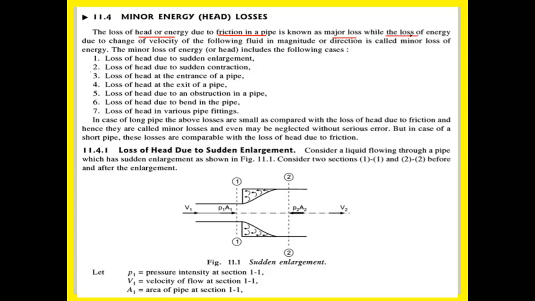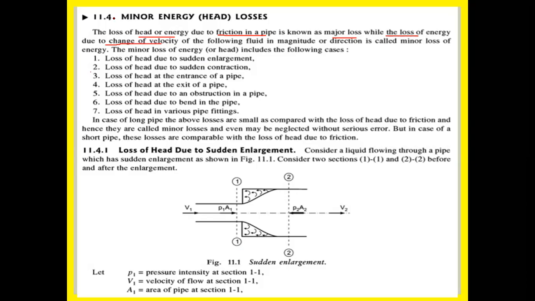While the loss of energy due to the change in the velocity, when there are changes in the velocity of the flowing fluid in magnitude or direction, those are called minor losses of energy. So if we get a 2 marks question, this will be the question: what are the major and minor energy losses in a fluid flow? Then you have to write the differentiation. Major losses are due to the friction, and minor losses are due to the changes in the velocity, with these cases.